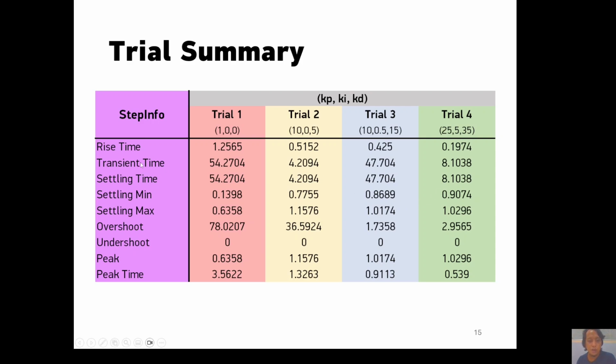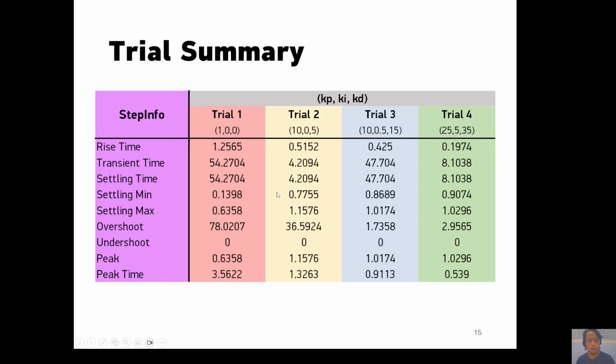So the result is quite amusing. The rise time is only almost 2 seconds. It's not a problem because, even though the settling time of the fourth one is slower than the second, the overshoot is only 3 compared to this one.